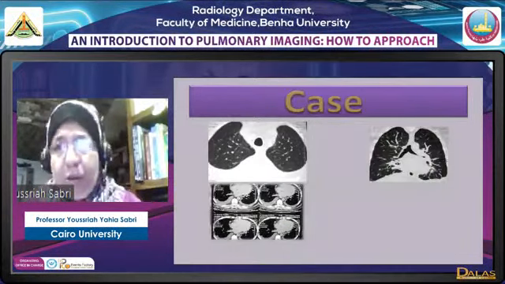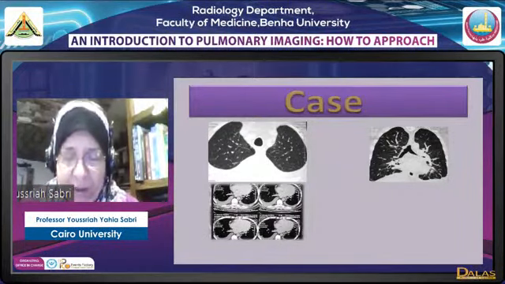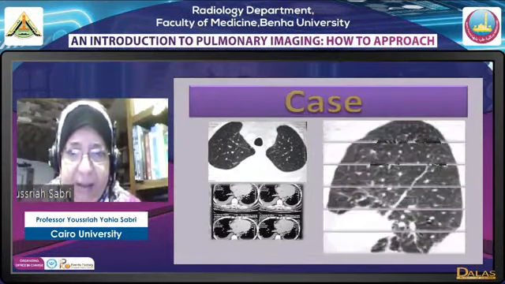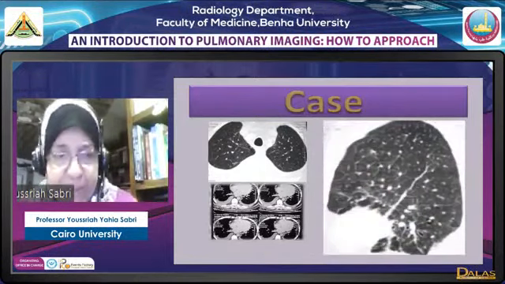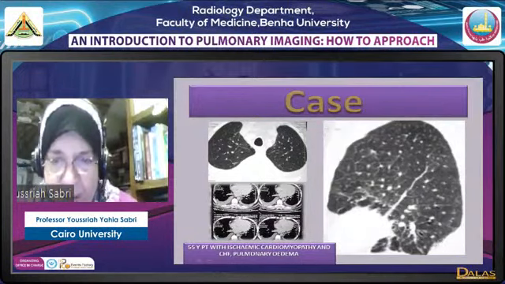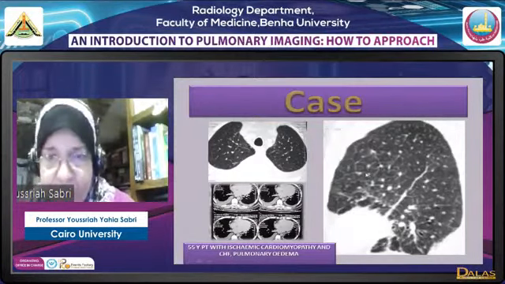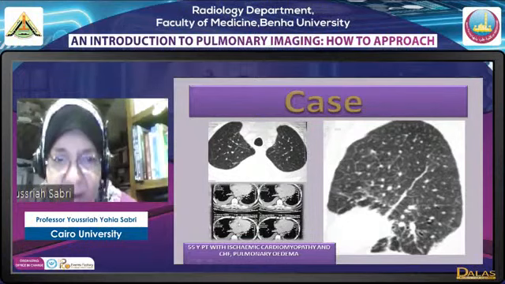Here, another cause of prominent interlobular septi is interstitial edema. This was a case actually of ischemic cardiomyopathy, and as you can see here, there is fissural effusion. There is prominent interlobular septi, not as prominent as the one we have seen before. There are some patchy opacities. There is pleural effusion and there is cardiomegaly.